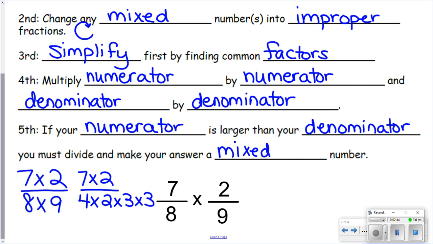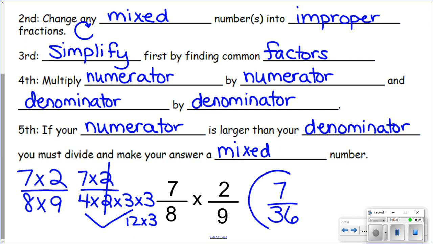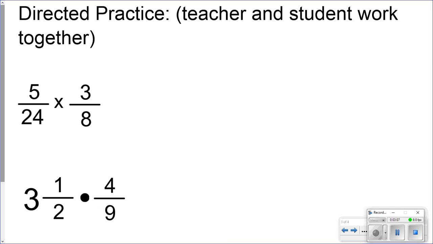Now we can cross off some common factors. I see a 2 is common. Nothing else is common. So my answer is 7, and then 4 times 3 is 12, times 3 is 36. The simplified answer to this math problem is 7/36. Okay, a couple more examples.